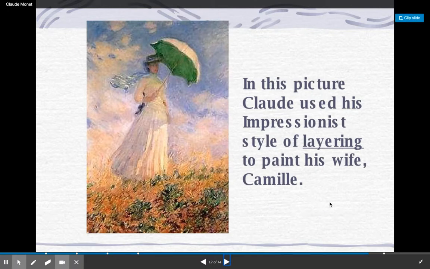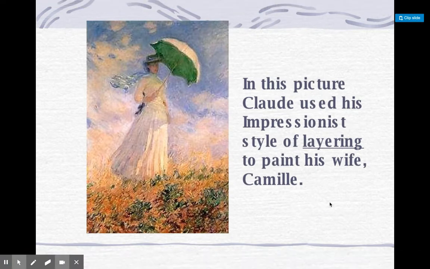In this picture, Claude used his Impressionist, let's say that word again, Impressionist, repeat after me, Impressionist. Claude used his Impressionist style of layering to paint his wife, Camille. And remember that the unique thing about Impressionist artists is that they don't use outlines. They use brush strokes and blobs of paint to create a bigger image.